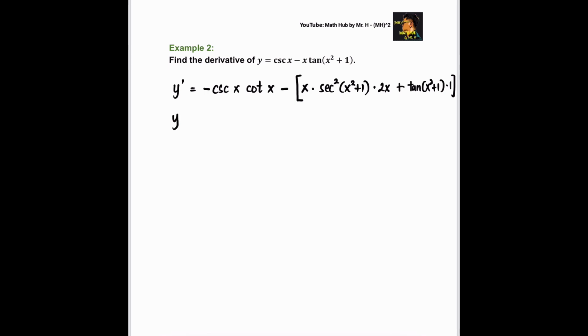And we simplify. For the first term, we just simply copy negative cosecant x times cotangent x minus, and we can simplify what's inside the bracket first. Here we can see that x times 2x is 2x squared. And then we copy secant squared of x squared plus 1. And from here, we can just simply copy.